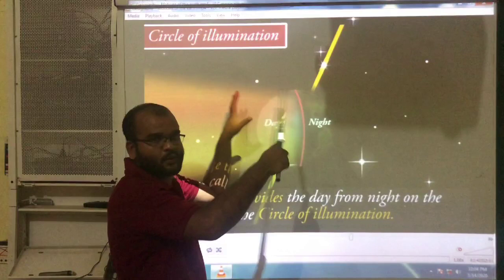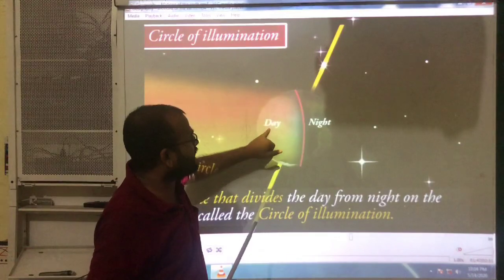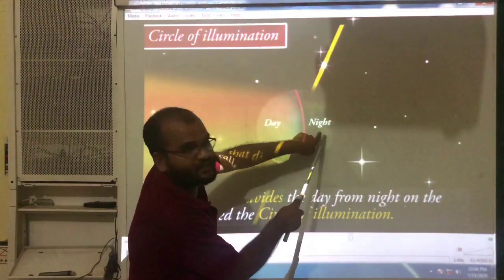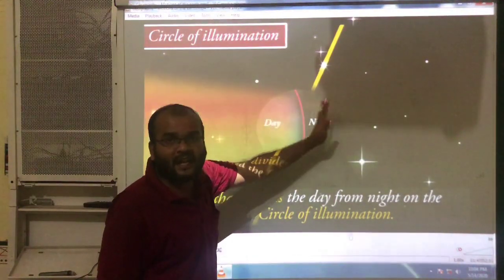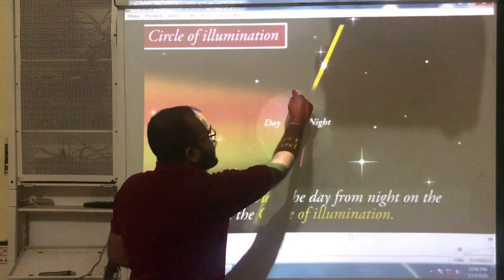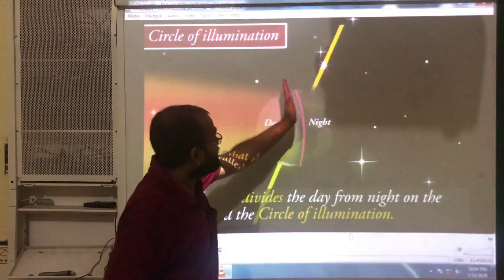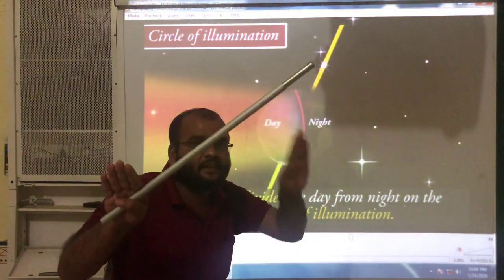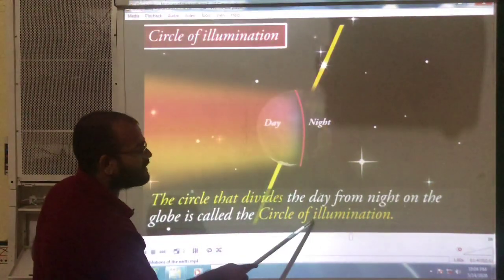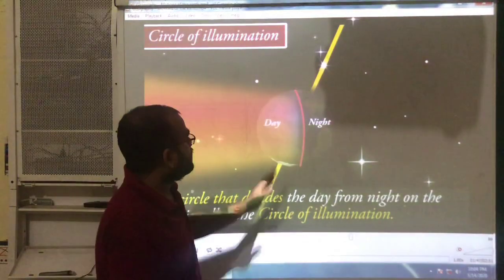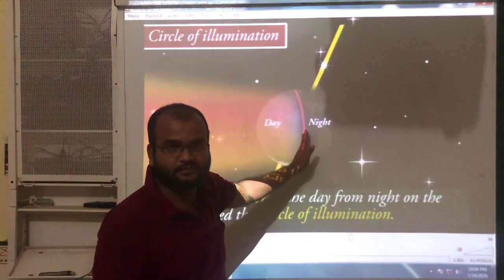For example, this is a globe and this portion is receiving sunlight, so this is daytime, and this portion is not receiving sunlight, so this is night time. In between daytime and night time, we can draw one circle. That circle which separates day and night is called the circle of illumination.